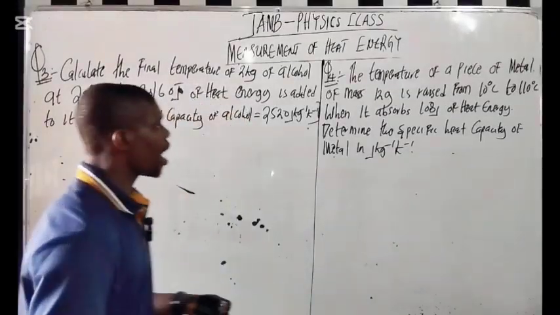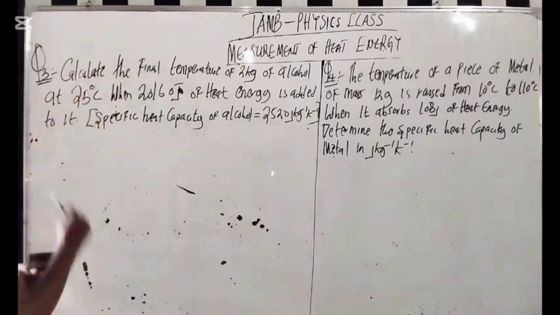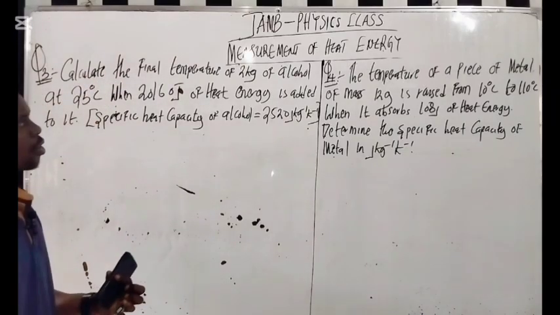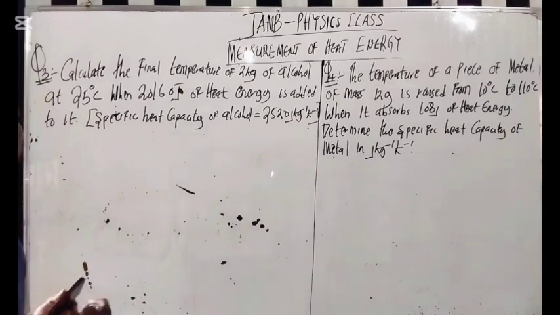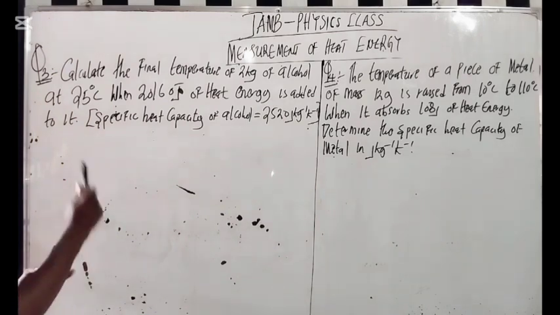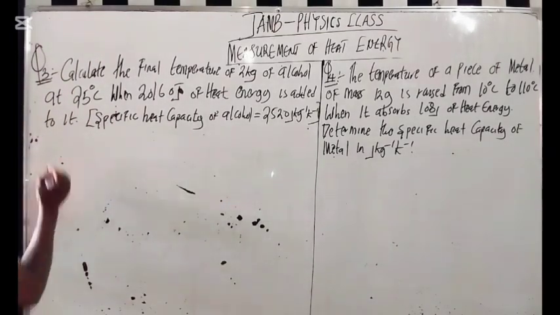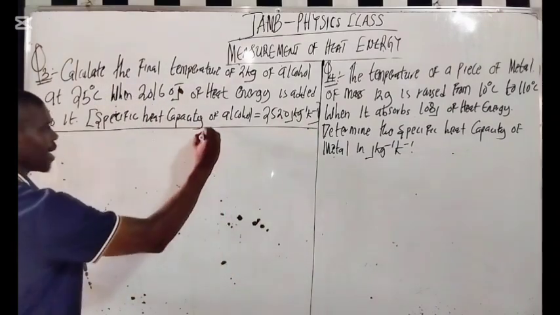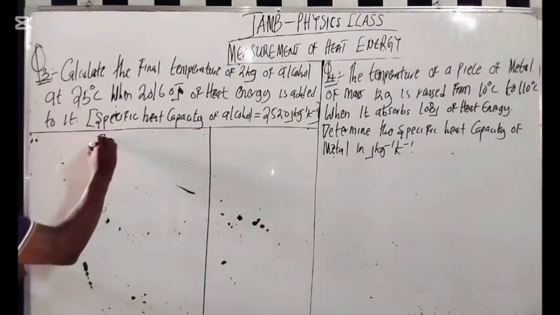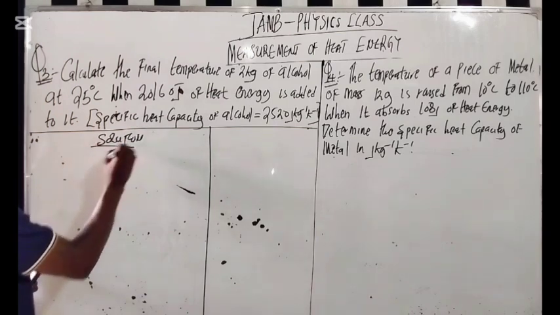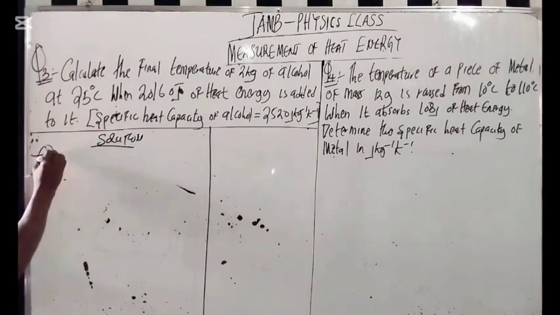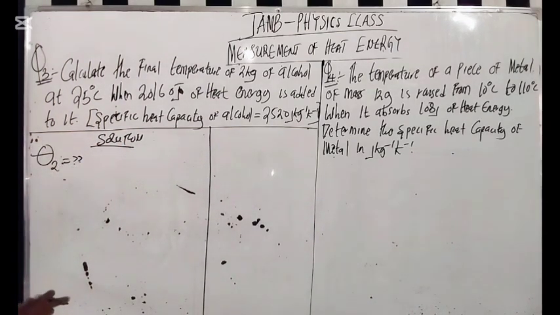Now let's look at the third and fourth questions. Let's look at the third one. Calculate the final temperature of 2 kg of alcohol at 25 degrees centigrade when 20160 joules of heat energy is added to it. The specific capacity is given. So if you look at it well, what do they say we should look for? Solution: they say calculate the final temperature, so we want theta 2, the final temperature.